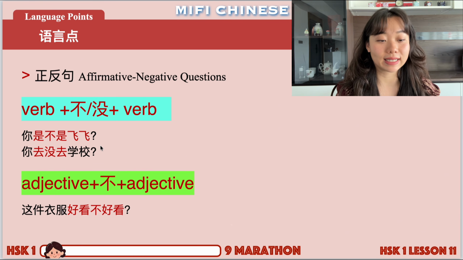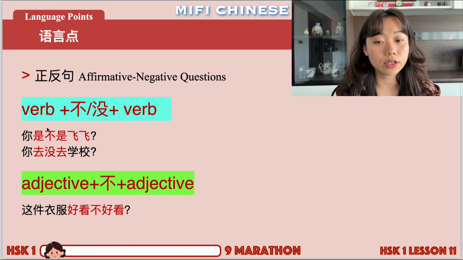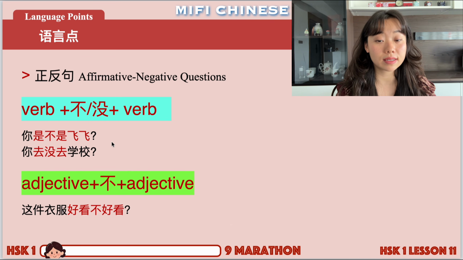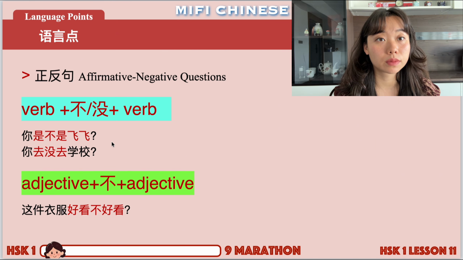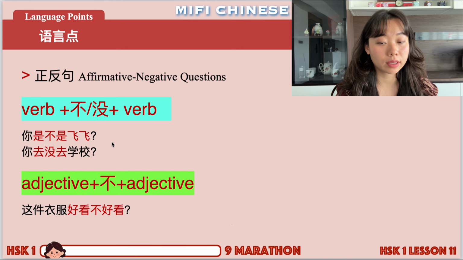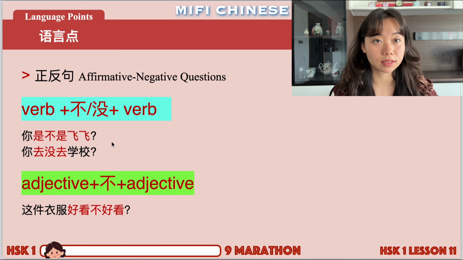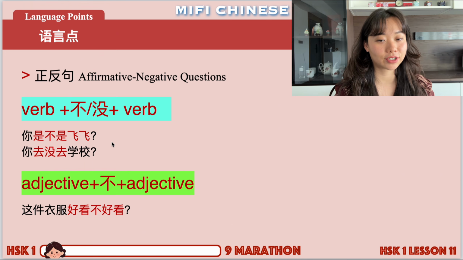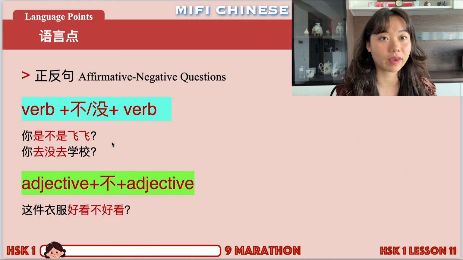Okay, let's take a look. First, 你, you, right? And then 是, the to be verb. So here, the structure is exactly 是, the verb, plus 不, plus 是 again. 你是不是菲菲? So this sentence means, are you 菲菲? Literally, word by word, it would be, are you or are you not 菲菲? But here, it just means, are you 菲菲 in English.